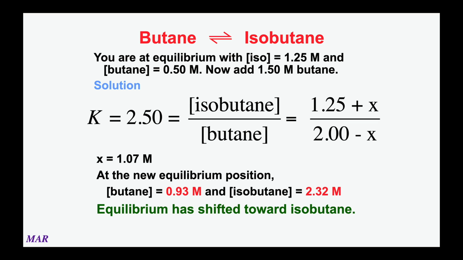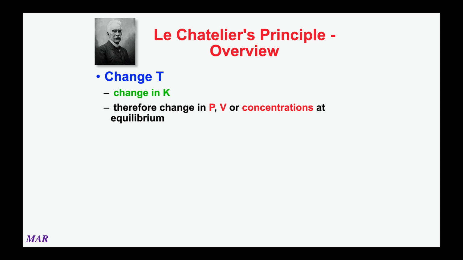So the butane was 0.93. That comes from 2 minus 1.07. The isobutane, 1.25 plus 1.07. That's 2.32. And again, because K was larger than 1, at 2.5, we would expect more product than reactant. We do see the isobutane is larger than the butane. That's good. Equilibrium has shifted to the right. It was at 1.25 and now it's 2.32. So adding a reactant made the products go up. Good to go.